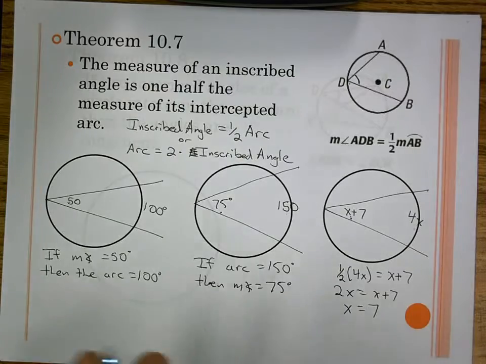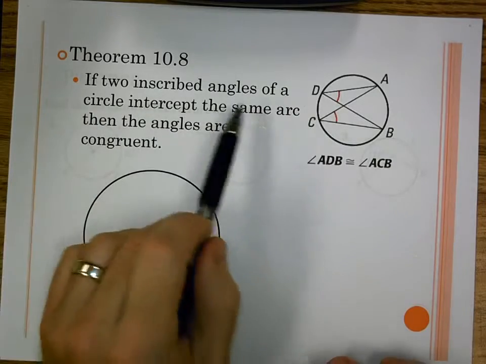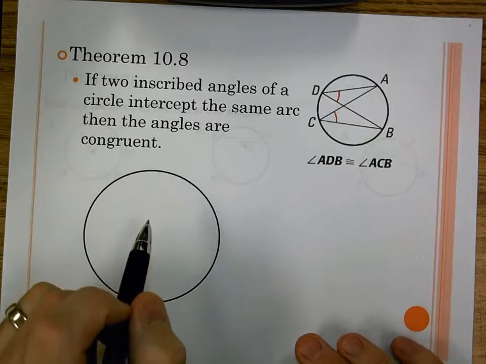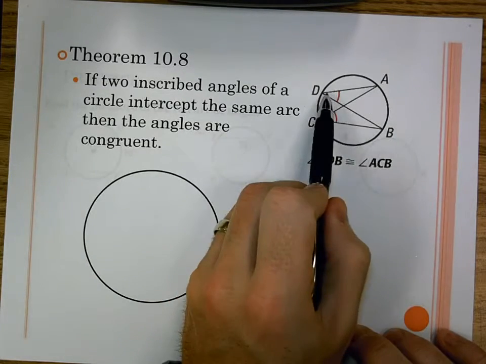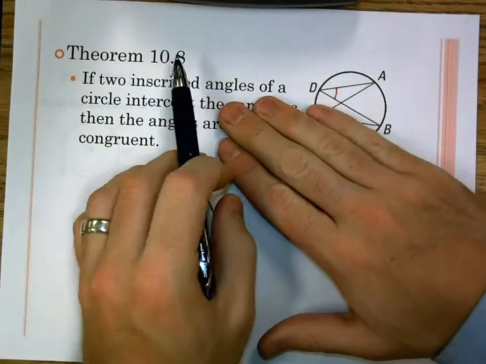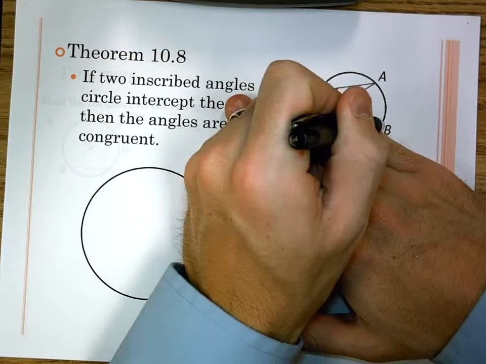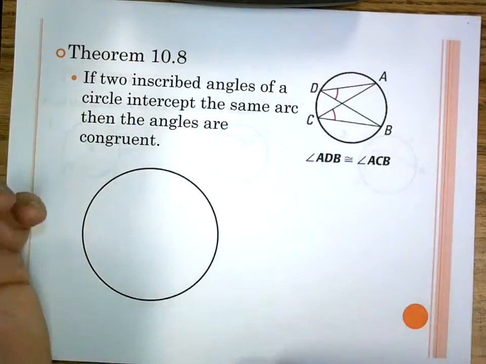Okay, before we get to some practice problems, let's look at another theorem, and we'll come back to it, of course, but this has to do with inscribed angles. This says if two inscribed angles of a circle intercept the same arc, then the angles are congruent. Looking at this example, if I look at just angle D, and let's cover up that other one, angle D goes to arc AB. And that angle would be half the arc, like we just talked about.